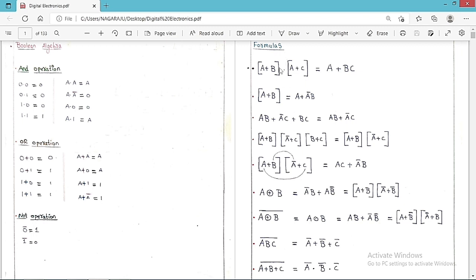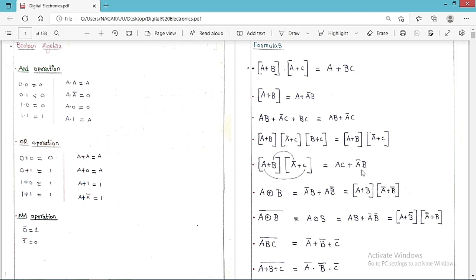So let me repeat this one here. Finally, (A plus B) dot (A plus C) is equal to A plus B into C. A plus B is equal to A plus A bar B. A into B plus A bar C plus B C is equal to AB plus A bar C. (A plus B) into (A bar plus C) into (B plus C) is equal to (A plus B) into (A bar plus C). And here, (A plus B) into (A bar plus C), we only need to multiply the corresponding terms and do the addition.